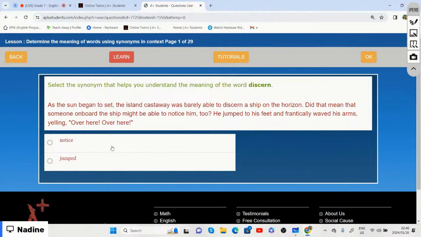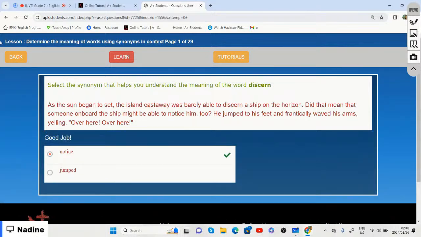So which means that if we want to try and find the meaning of the word discern, we can say as the sun began to set, the island castaway was barely able to discern a ship on the horizon. Did that mean that someone on board the ship might be able to notice him too? He jumped to his feet and frantically waved his arms, yelling, "Over here! Over here!" So discern, right? To discern something is it to notice or to jump? So we can say discern is basically to notice, not to jump.